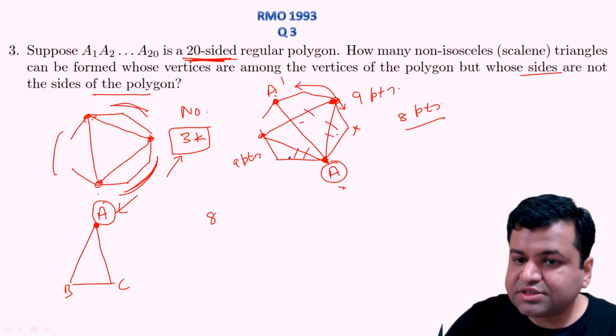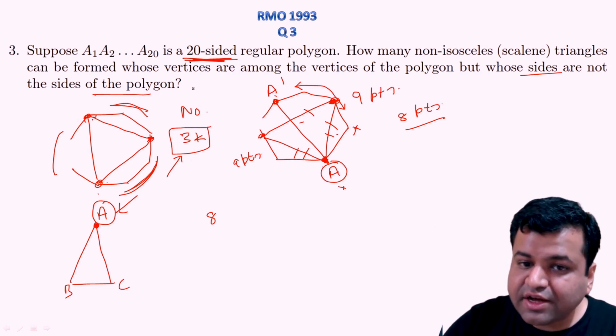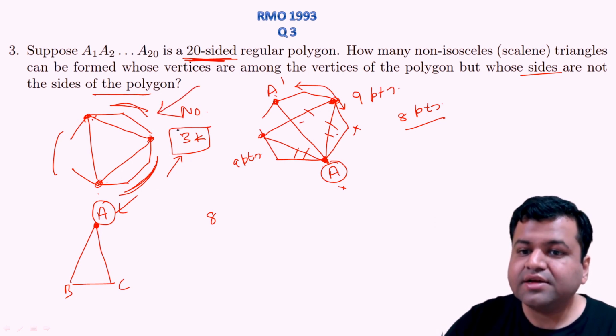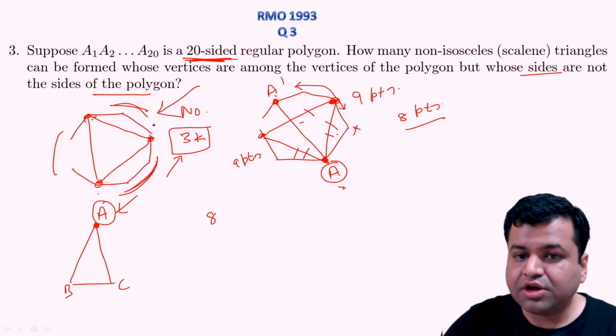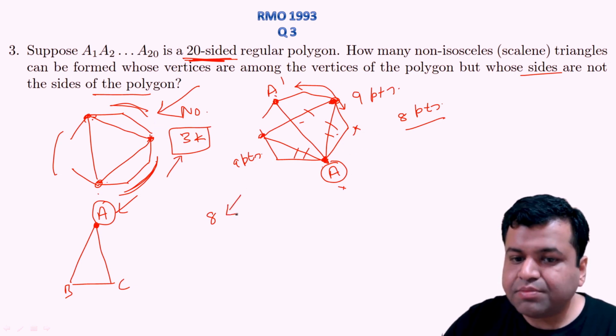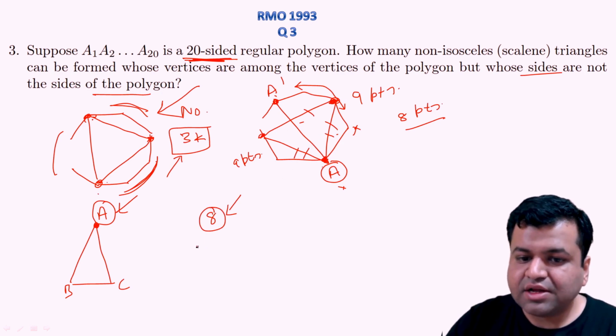That will give us this equilateral triangle. And that's why I have already concluded that in this particular polygon we cannot make an equilateral triangle. Okay, so these 8 triangles will not be repeated. And how many points are there in total? There are 20 points, and each point will give 8 isosceles triangles.